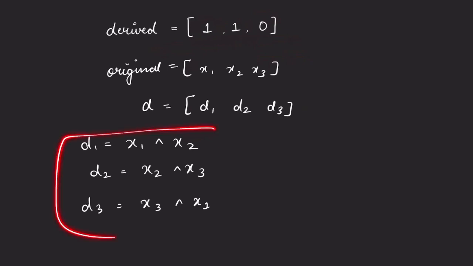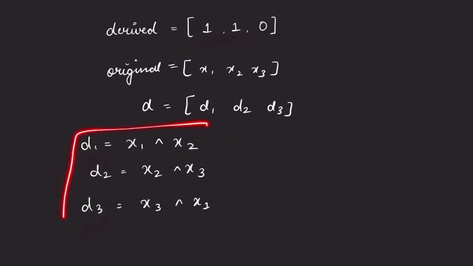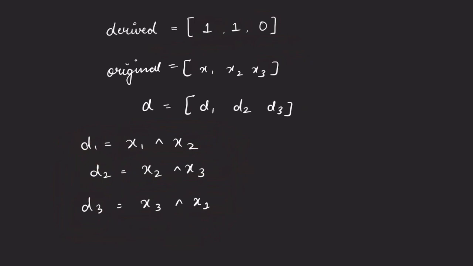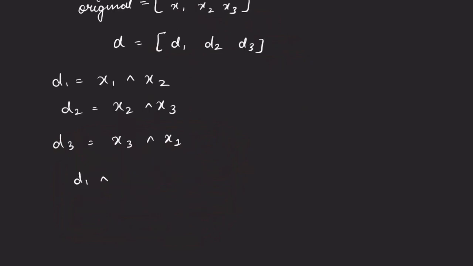Now I am having multiple equations over here and I only know the values of the derived elements. I do not know the values of x1, x2, x3, right? So what I will do is try to combine all of these equations into one equation. For combining them, I will take the XOR of all the elements on the left and all the elements on the right. Basically, I will do D1 XOR D2 XOR D3, and that will be equal to X1 XOR X2 XOR X2 XOR X3 XOR X3 XOR X1, right? This is what our equation will become.